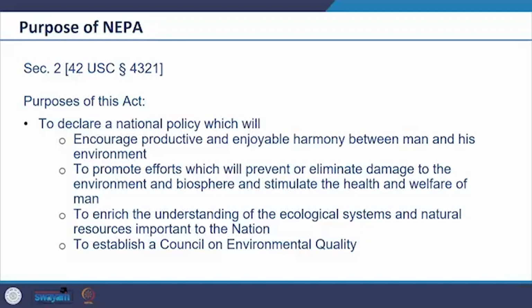The purpose of this act was to declare a national policy which will encourage productive and enjoyable harmony between man and his environment, so that balance was looked up to, and to promote efforts which will prevent or eliminate damage to the environment and biosphere and stimulate the health and welfare of man, and to enrich the understanding of ecological systems and natural resources important to the nation, and to establish a Council on Environmental Quality. So you see what the target was and what they were trying to promote, and how it was also leading to better understanding as well as creation of a body which would take care of this.